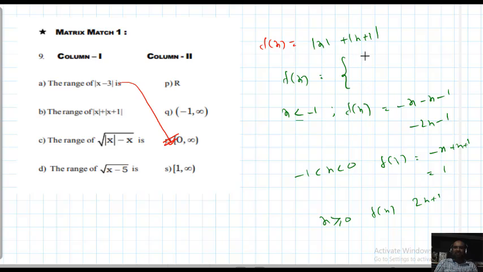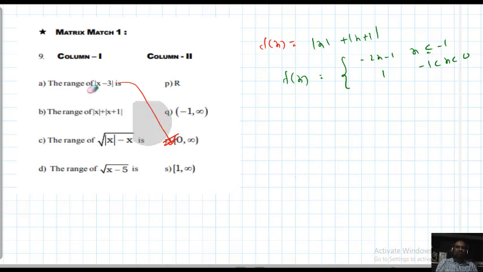First piece, what is that? Minus 2x minus 1 for x less than or equal to minus 1, 1 for minus 1 less than x less than 0. Last one, 2x plus 1 for x greater than or equal to 0. This is the function. By using this function, we want to find the range. For this x, I will find the range of this. For this x, I will find the range of this. For this x, range. After that, I will find the total range.